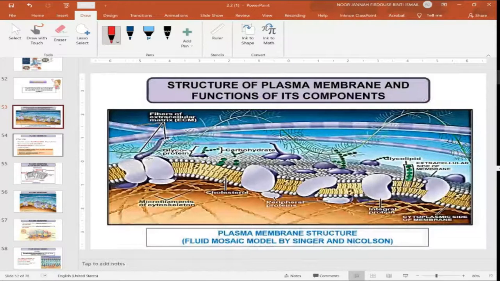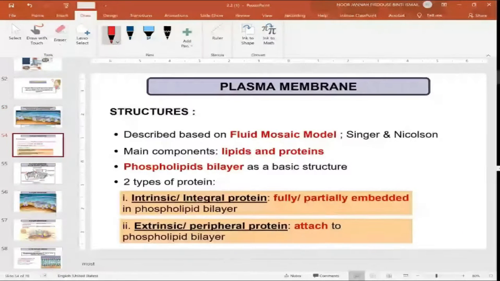Sekarang kita masuk kepada plasma membrane. Jadi, pertama kita kena describe plasma membrane based on fluid mosaic model. Ini kita akan gunakan fluid mosaic model. Okay, kenapa fluid, kenapa mosaic, kita kena faham. Nah, tu yang kita kena terangkan. Then the main components of plasma membrane are lipids and protein. Mesti ada dua-dua. Tak boleh lipid sahaja, tak boleh protein sahaja.